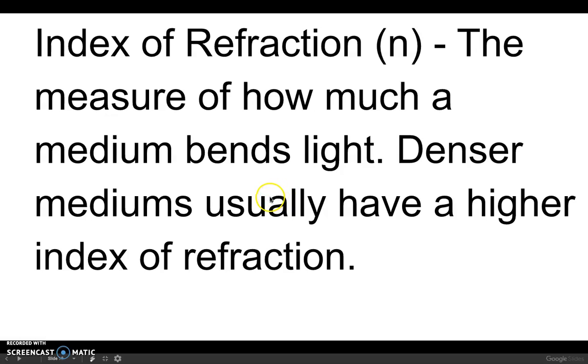And what we're going to be learning about in this lab is the index of refraction. So that's the measure of how much a medium bends light. Denser mediums usually have a higher index of refraction. So more dense materials will bend light more, usually. Less dense materials will bend light less, usually.